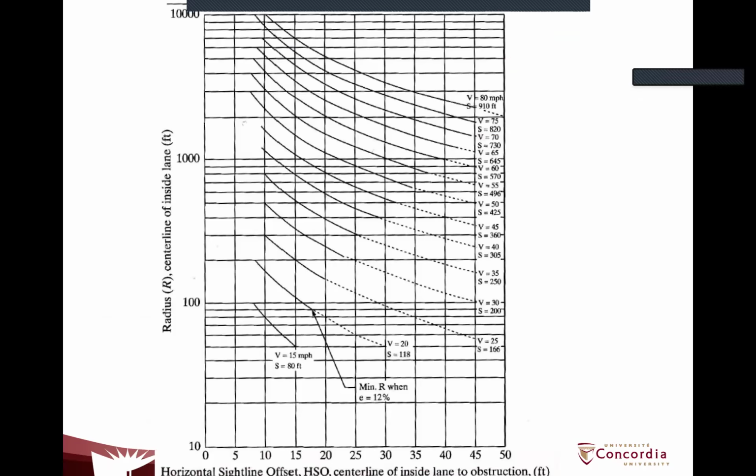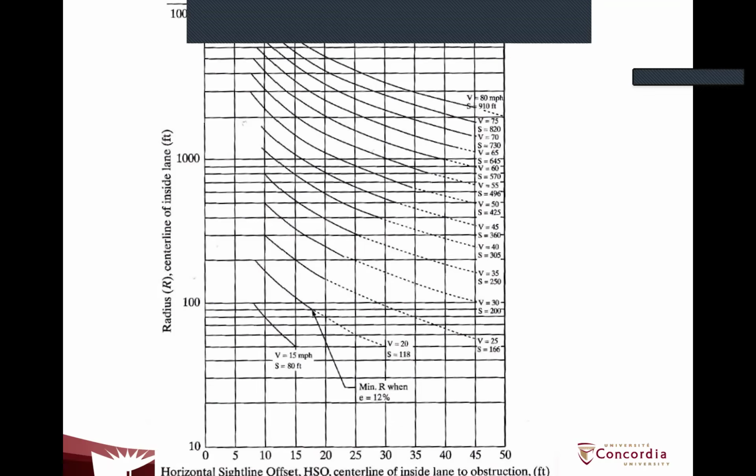Necesito algo caliente ahí. So in this chart, you have on the right-hand side the V, which is the speed in miles per hour, not kilometers, miles per hour. And then you have the value of S, which is your stopping sight distance. And as you see, you also have the radius of curvature on the left. The vertical left scale is logarithmic, and it's giving you the radius of curvature to the center line of the inside lane.